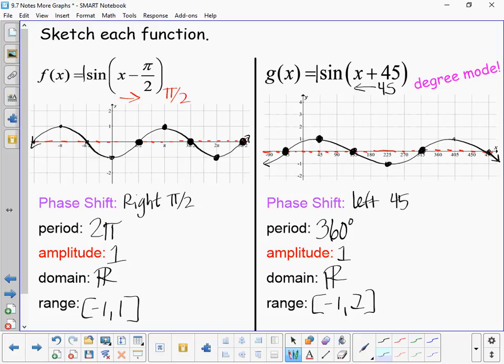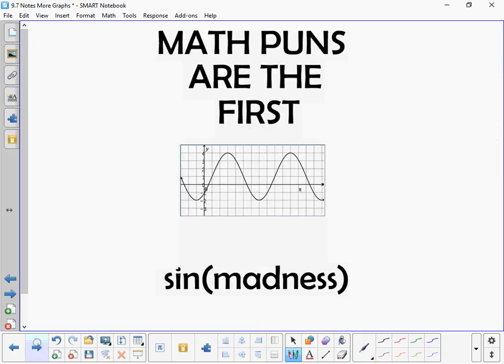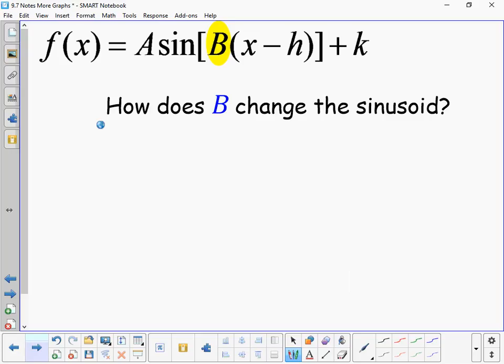Good handwriting. Okay, pun of the day. Math puns are the first sign of madness. That must mean I am crazy.